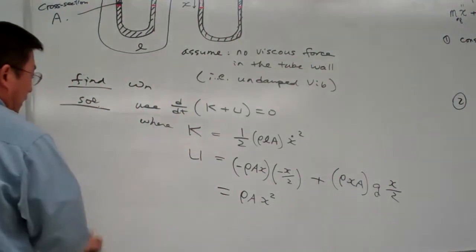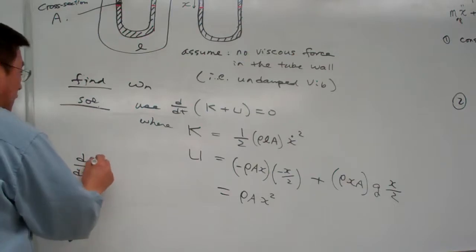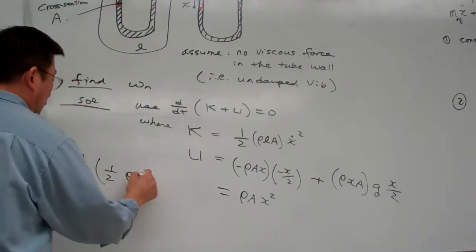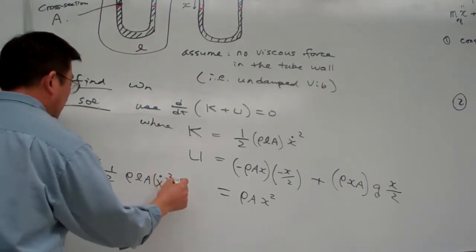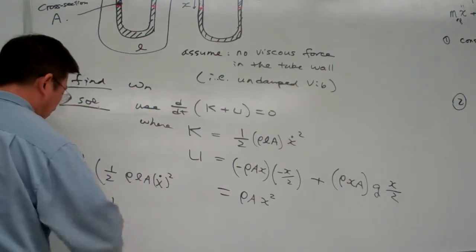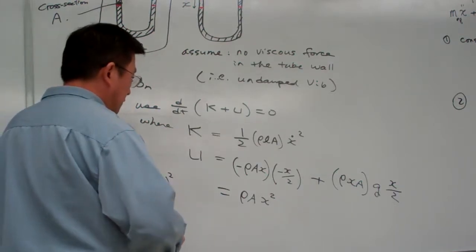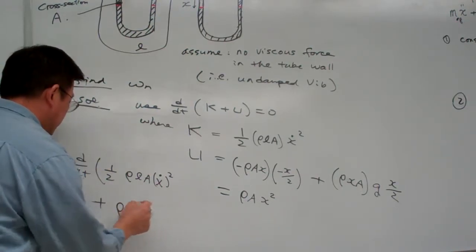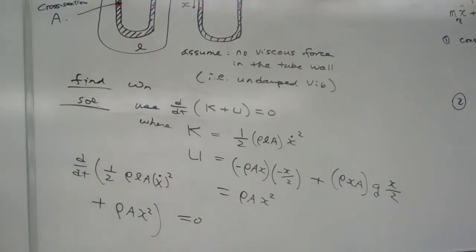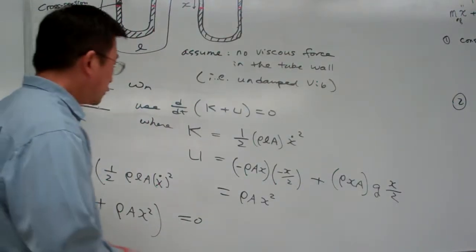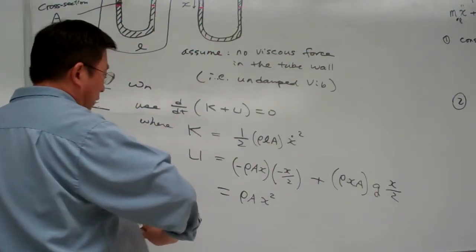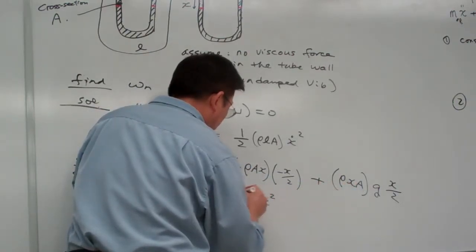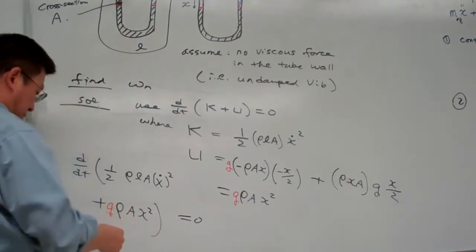Once we have this done, we simply take d/dt of, plugging in here, 1/2 rho L A x dot squared plus rho A g x squared equal to 0, right? Okay, so now rho g h. I think you see I'm missing quite a few terms here. Here I forgot the term g, so I need to add another term here.